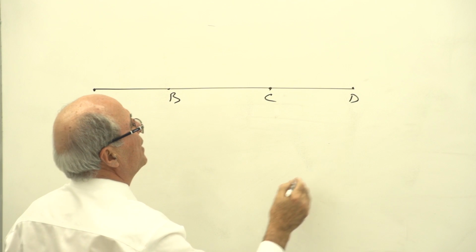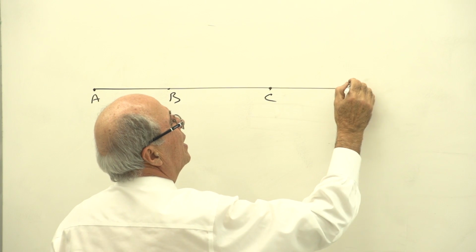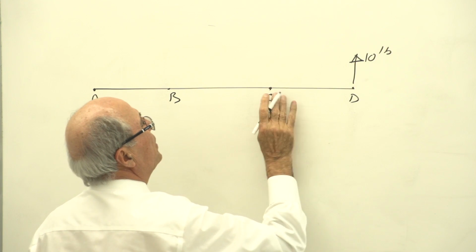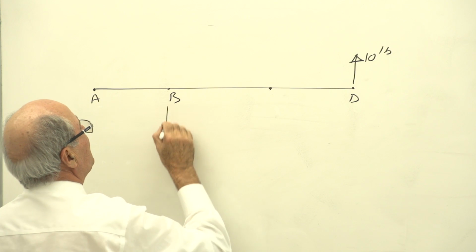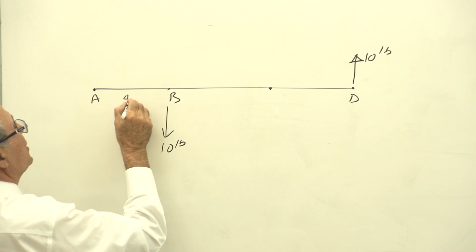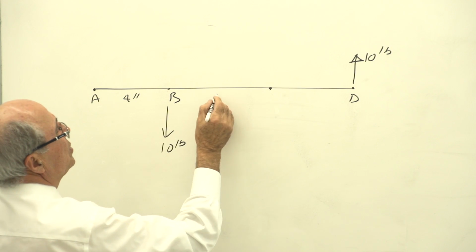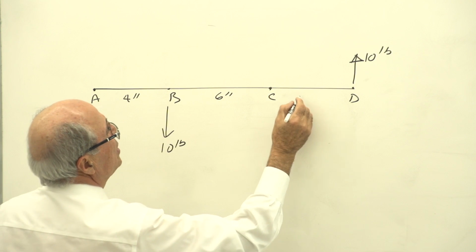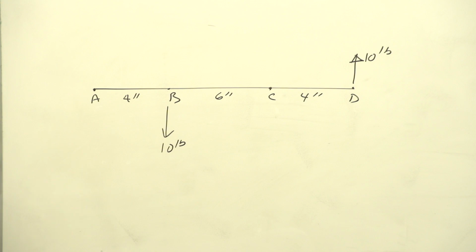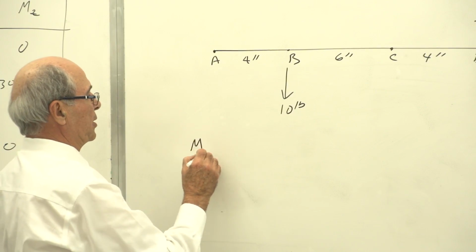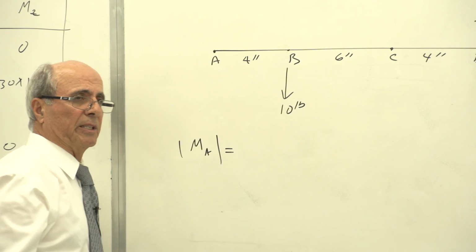This is point D, and at point E, I have here a force of 10 pounds going up, and at point B, I have 10 pounds going down. Let's say from A to B is 4 inches, from B to C is 6 inches. Let's call this one C. From C to D is another 4 inches. This is a very simple problem, but it shows you a fact that we are going to see in a minute. Take the moment of these two forces about point A and tell me what number you get.